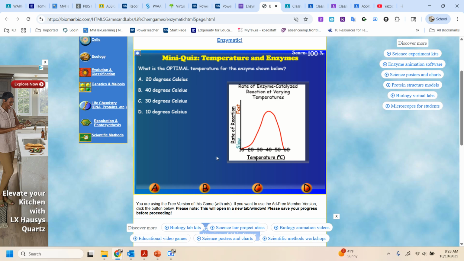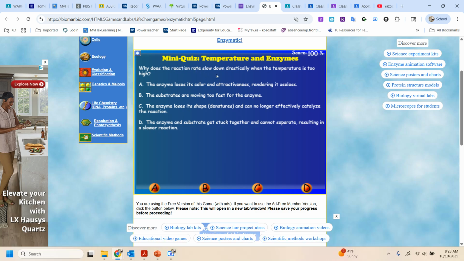Looking at this graph, what would be the optimal temperature for this particular enzyme? If you go to this peak of the reaction rate, you can see right around 40 degrees Celsius, I have the fastest rate of the reaction. Why does the reaction rate slow down drastically when the temperature is too high? Does the enzyme lose its color and attractiveness? No, that's silly. Do the substrates move too fast? No, moving fast as a substrate is good. It's going to collide with the enzyme more. Is the enzyme losing its shape, denatured, and can no longer effectively catalyze the reaction? That is the correct answer. We're going to pick C, and we know that a denatured enzyme is not going to work.